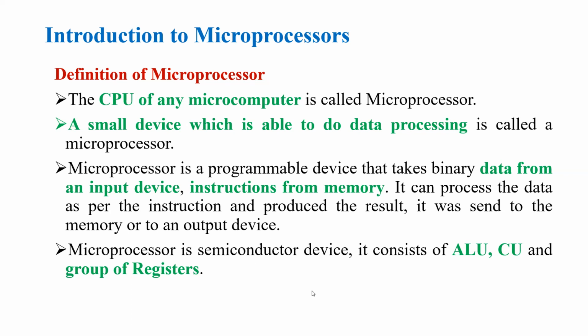I hope you understand what a processor is. The first definition, the CPU of any microcomputer, I think was based on the application where a processor is used in most cases. The second definition is based on the name of the device. The third definition is based on its functionality, what a microprocessor can do for us. And in the fourth definition, I give the internal components contained in a processor. Like this, we can define a microprocessor in different ways.